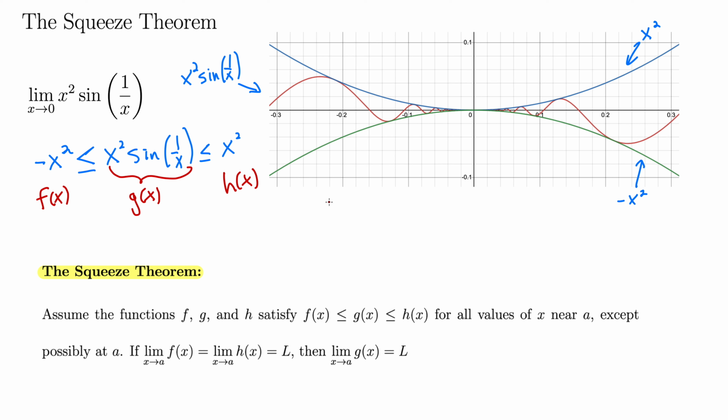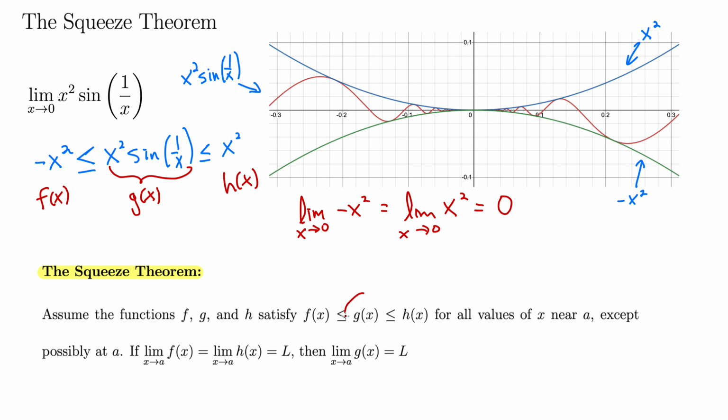Now, is it true that the limit as x goes to 0 of negative x squared equals the limit as x goes to 0 of positive x squared equals some limit L? Well, yes, that's true, because both those limits equal 0. Those are polynomials, so we can simply plug in 0 for x, and we get 0 for both of them.